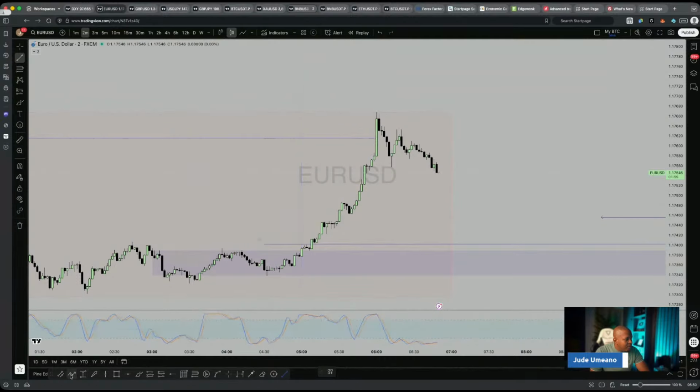Again, let me mark it out. So we had a swing, a little retracement. It's not a big one. Then we had this upward movement. Now we're trying to come down. So what am I looking for? I'm looking for this particular structure to be broken. If this is broken, then we can start looking for an order block here. So this is the supply zone here.